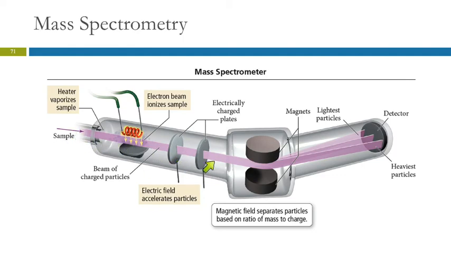So we send that through here, and then the magnetic field will separate those particles based on the ratio of mass to charge. And so the lightest particles will get deflected the most, and the heaviest particles will get deflected the least. And so by measuring the intensity of the signal at the different positions on the detector, we can get that information. Any questions? You will not be tested on this diagram.